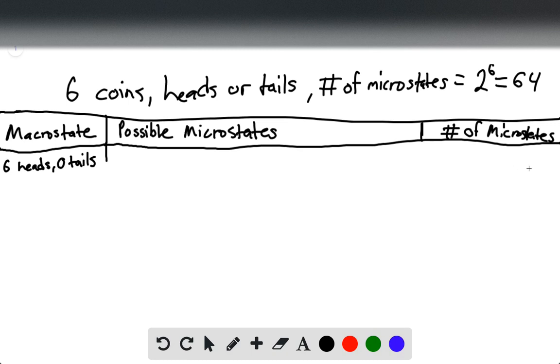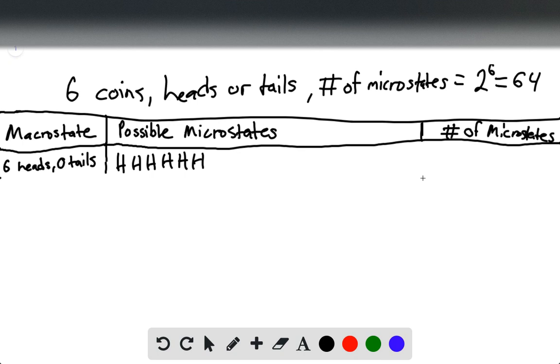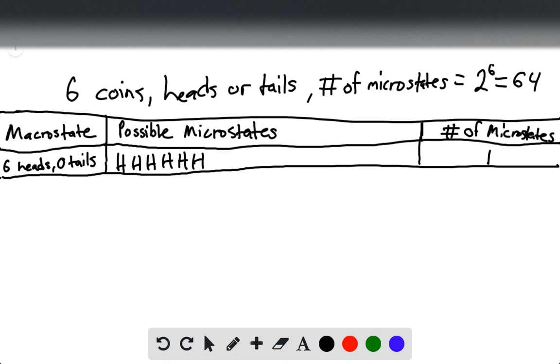So we can have 6 heads or no tails, which is simply heads, heads, heads, heads, heads, heads, and number of microstates only 1, of course. Now we can have 5 heads, 1 tail, and this could be any one of 6. We probably have 6 microstates here.